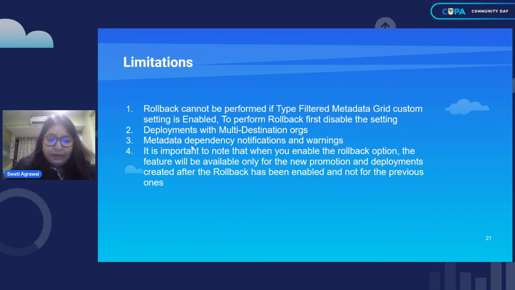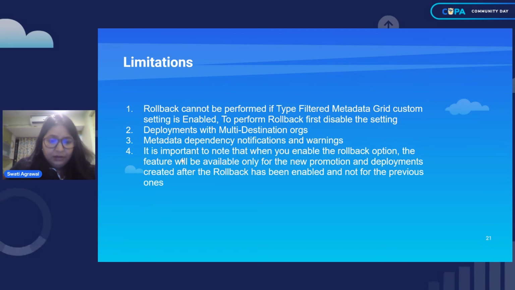Metadata dependency, notification, and warning. This one is particularly about parent-child relationships. If we have a story which is, let's say, parent and child, when we do a normal deployment and I try to deploy my child story before the parent, I get a notification from Copado that it has a parent story which needs to deploy first. But the same thing is not supported in the rollback.